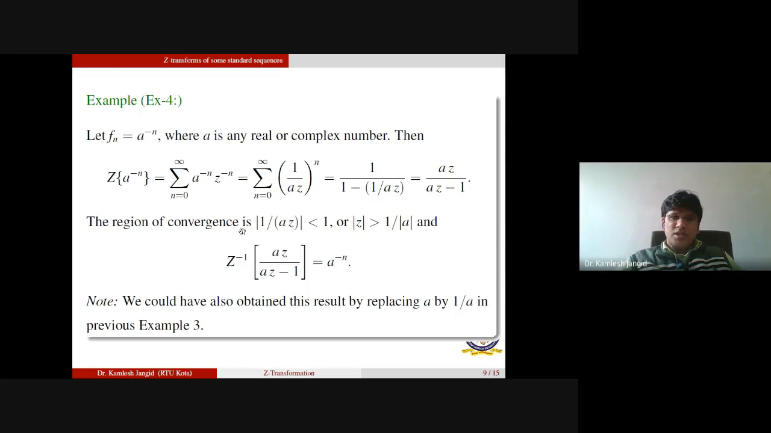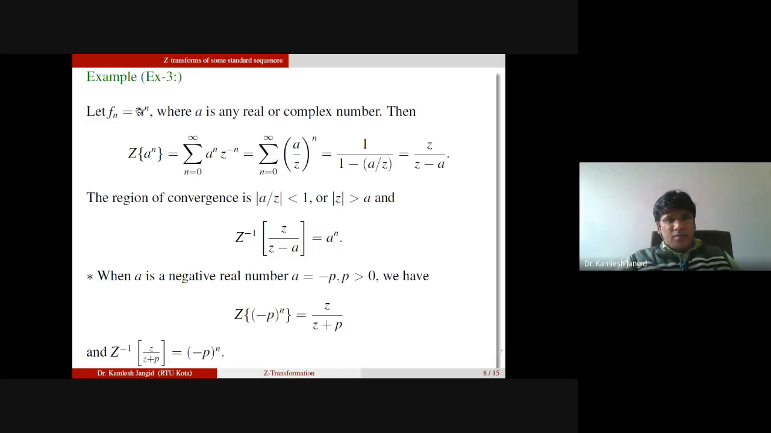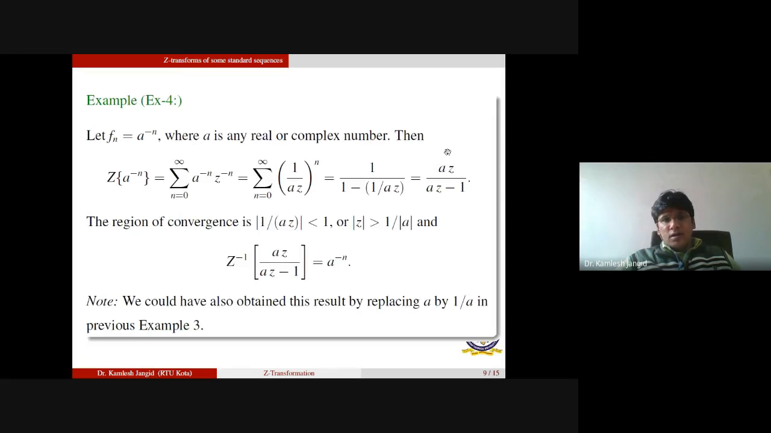And the region of convergence of this Z transformation is mod of z is greater than 1 upon mod of a. You can calculate this by using the radius of convergence formula. And the inverse Z transformation of this equals the actual sequence, which is a raised to the power minus n. This result can also be obtained by replacing a by 1 upon a in the previous example 3. It means here a raised to the power minus n. So if we replace a by 1 upon a, then we get the required result, which is given in example 4.